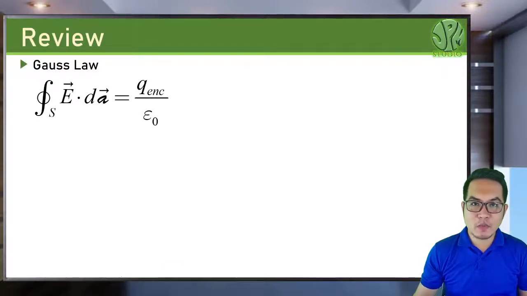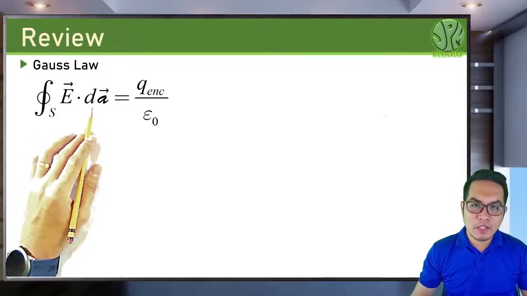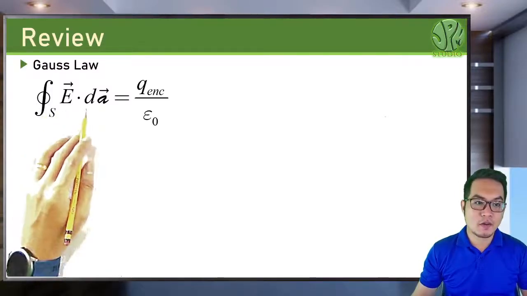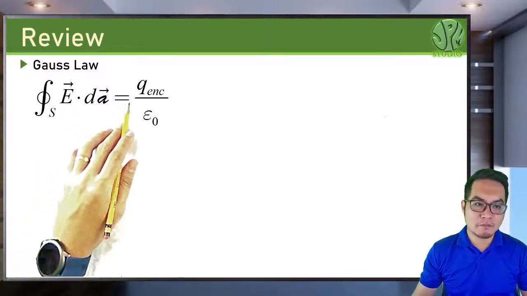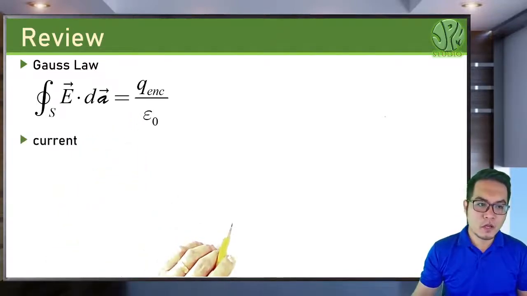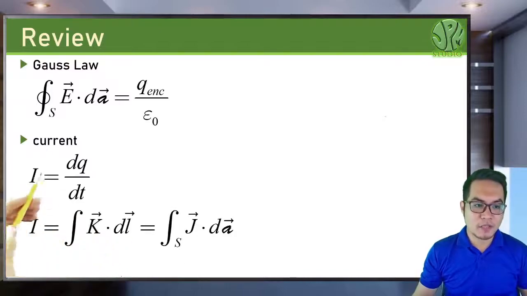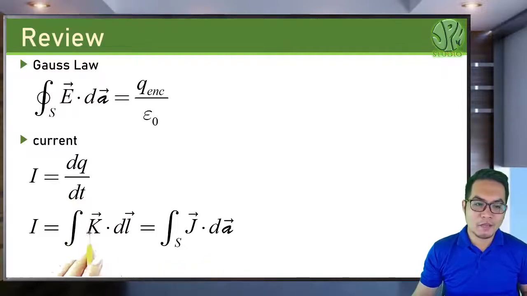So before we proceed with the first lesson, let's first review some concepts. In the previous lessons, we have discussed Gauss' law, wherein it's just the closed integral of E dot dA, which is the total electric flux on this surface, which we call the Gaussian surface, and it's equal to the charge enclosed over epsilon naught. We also discussed the concept of current, which is the change in charge per unit time, dq dt. And if you're given the surface current density K, you can get the current by getting the integral of K dot dl.